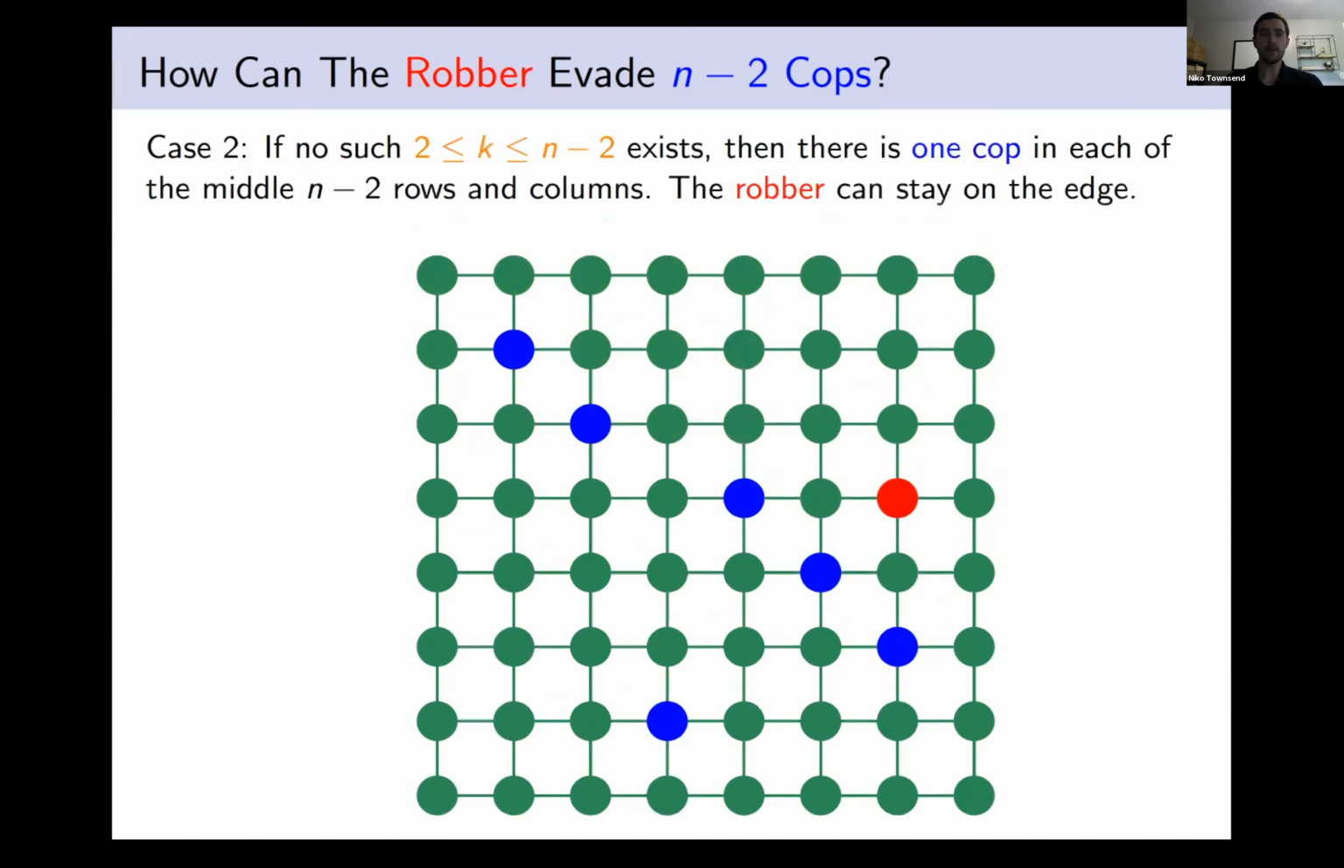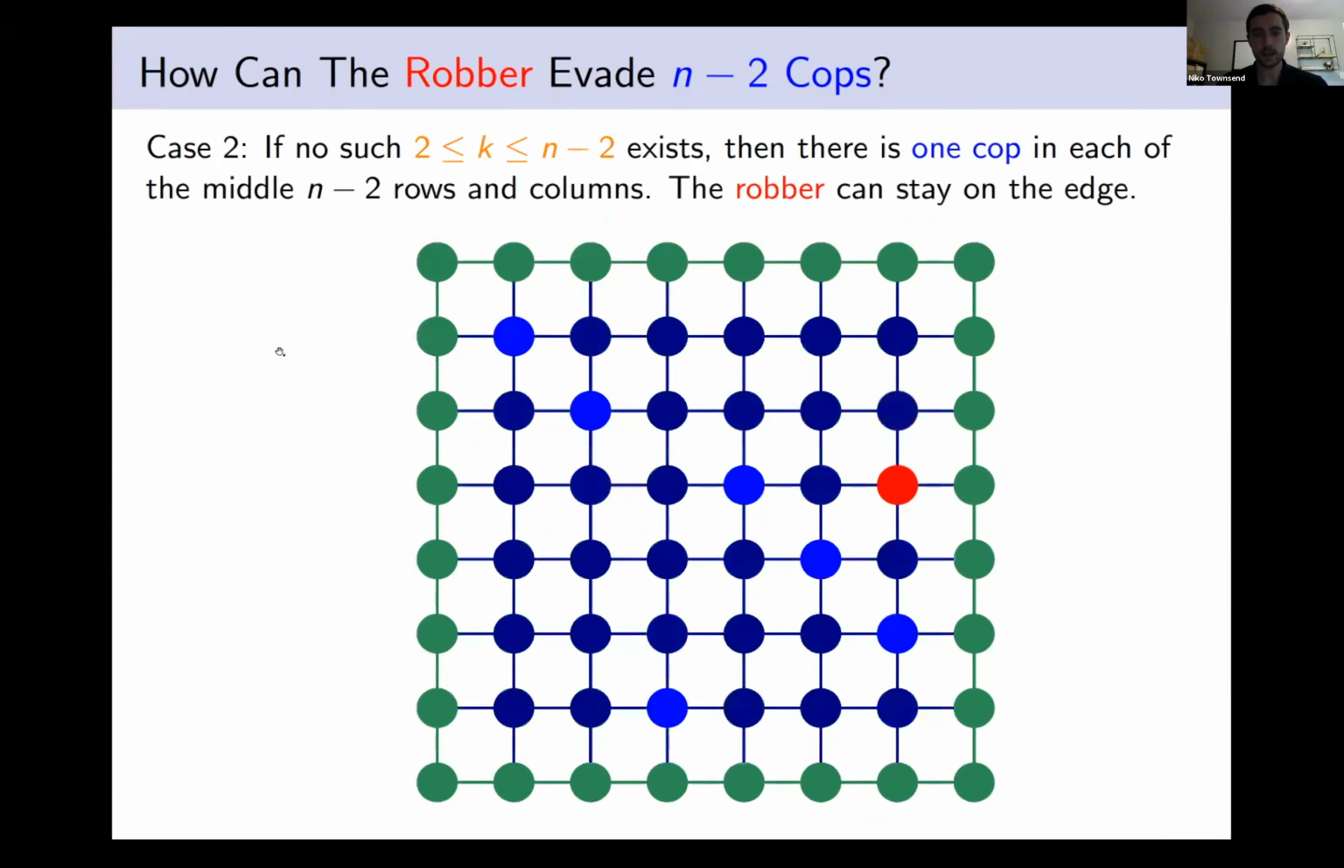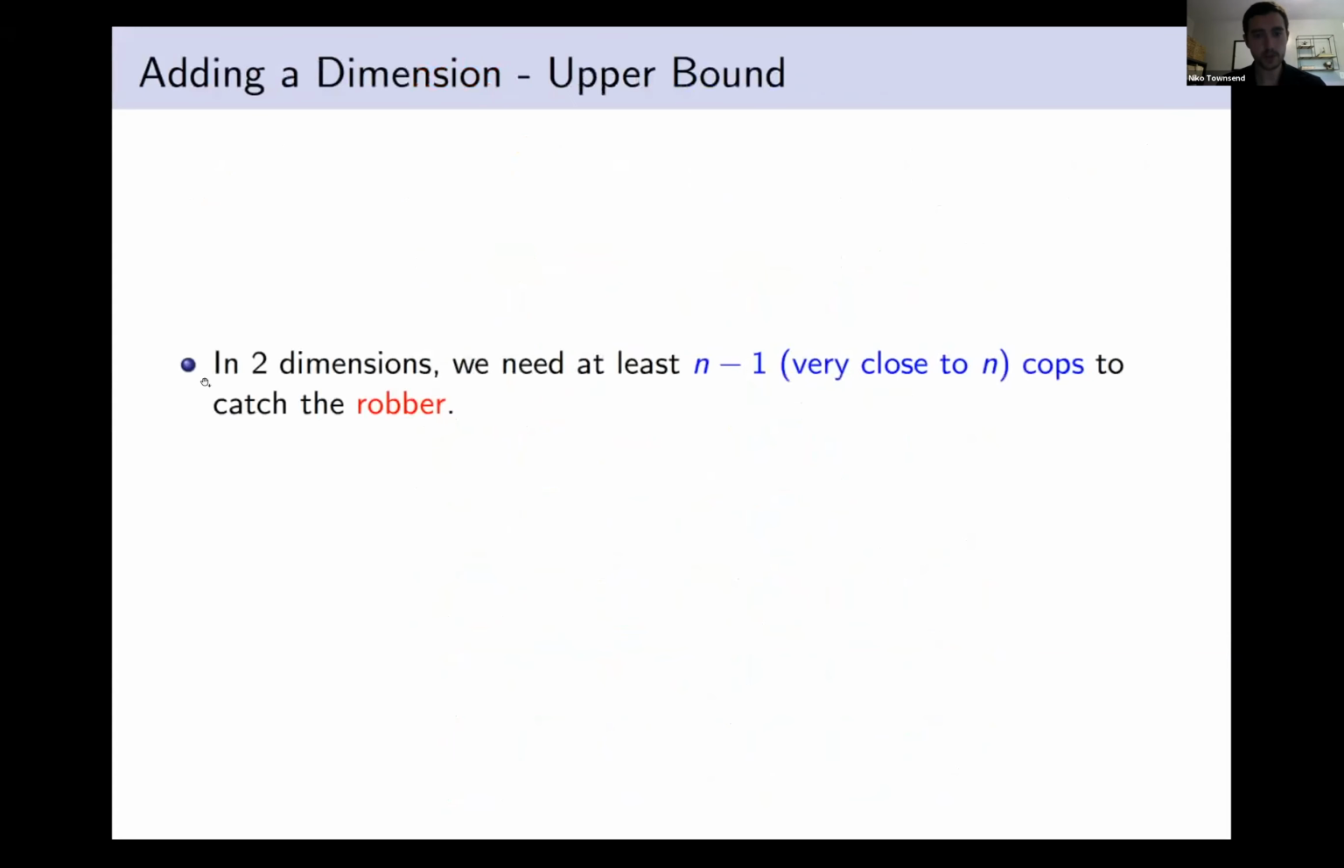Now, that was case one. So if there doesn't exist this set of orange rows that contains a few number of cops, then it turns out that in case two, all the cops have to be concentrated kind of in the middle of the graph. And so the robber can find kind of a nice vertex on the edge of the graph and again, repeat the process. So n-1 are needed to catch the robber in 2 dimensions.